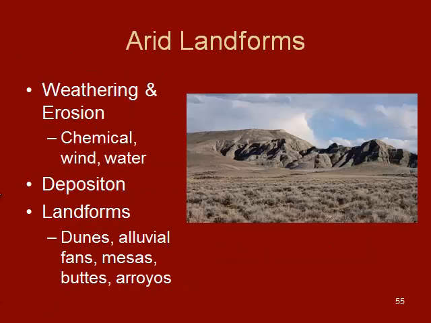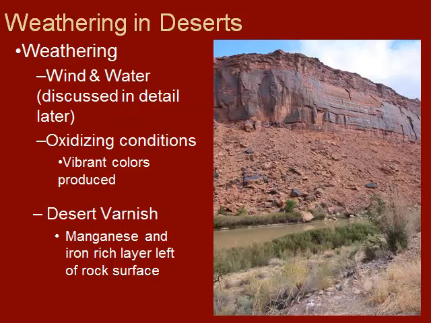So weathering and erosion in deserts, well, it's mostly going to be chemical and wind with a little bit of water. We'll talk about that next, and we'll talk about deposition, and then we'll get into the major landforms. So, weathering in deserts, well, we've got wind and water, and we'll get into that in the next slide.